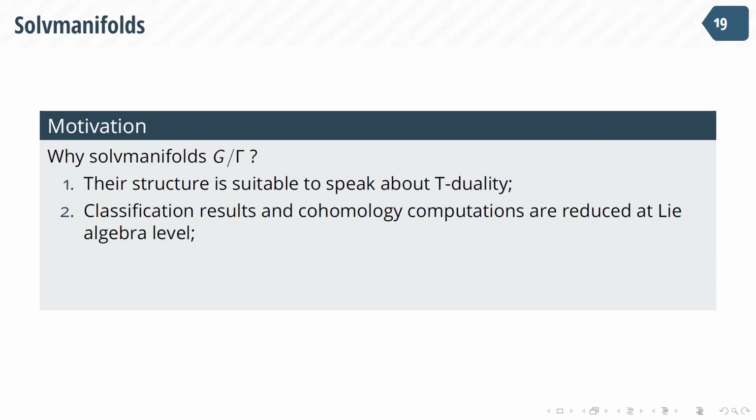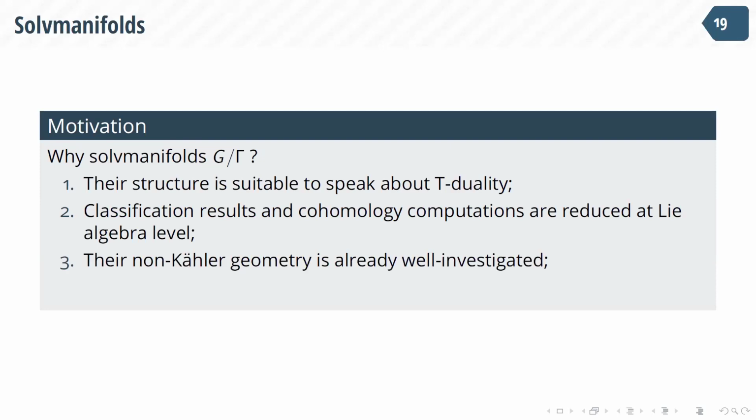Then classification results and cohomology computations can be reduced to the Lie algebra level, which is more tractable. Their non-Kähler geometry is already well investigated. We recall, for example, that the first non-Kähler symplectic manifold was the Kodaira-Thurston manifold, which is a four-dimensional nilmanifold. And also, in dimension 3, their affine geometry is already fully classified.